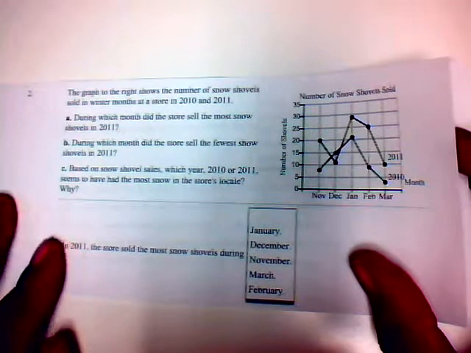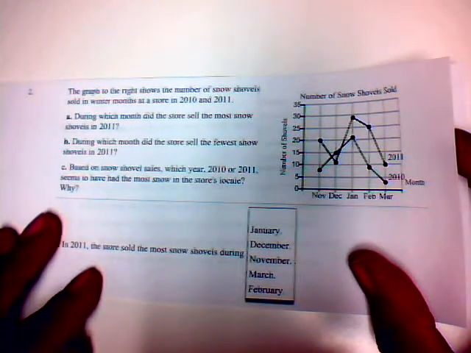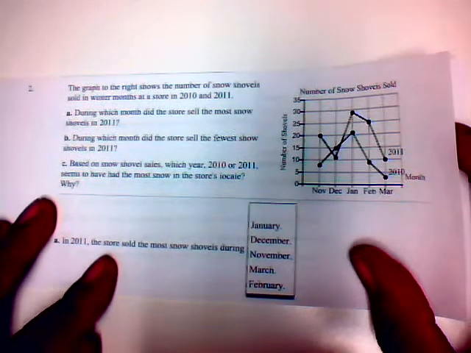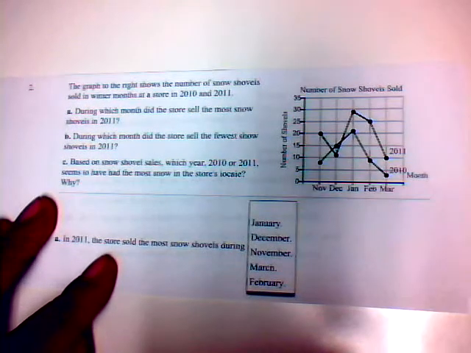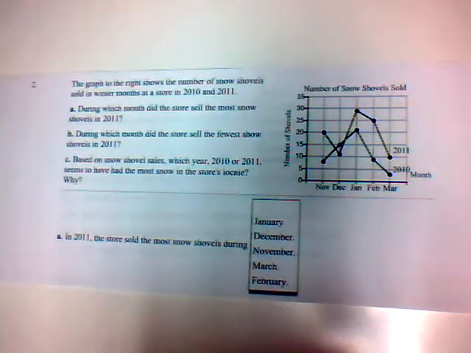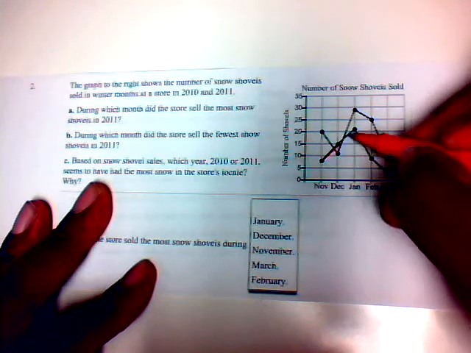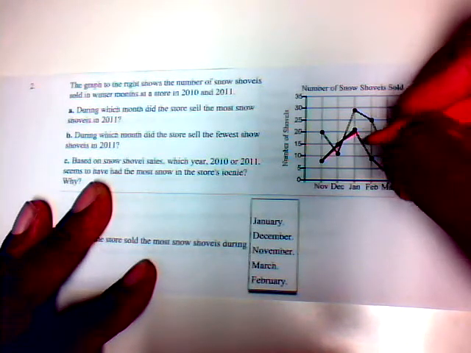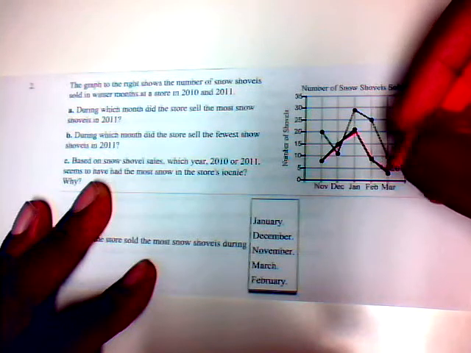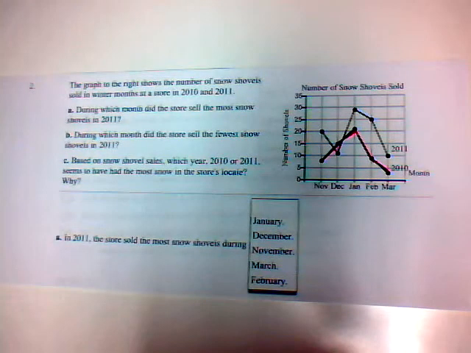And here, the graph at the right shows the number of snow shovels sold in winter months at a store in 2010 and 2011. And what I'm going to do here is draw in a red line to indicate that this line represents 2010. So that way you can see the difference between those two. Now to answer A, B, and C, we have, during which months did the store sell the most snow shovels in 2011?